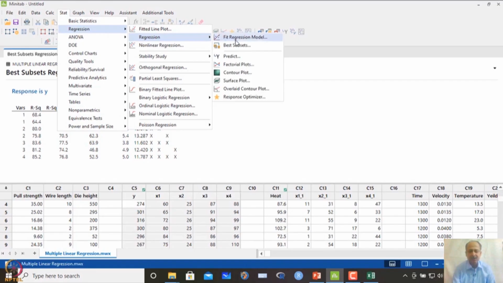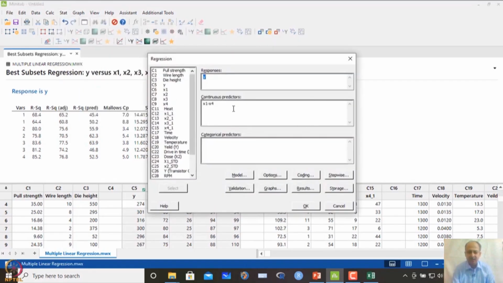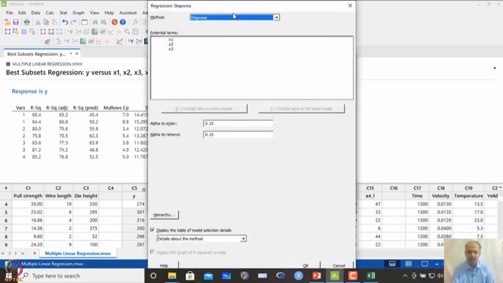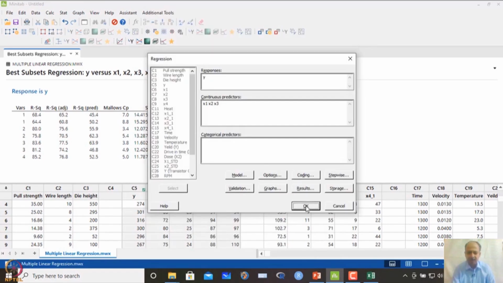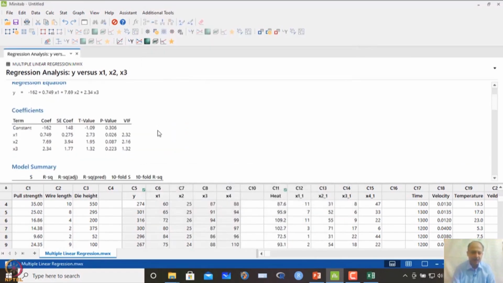So, if I go to 3 variables over here, fit 3 variables. So, let us incorporate x1, x2 and x3. The stepwise says x1 and x2 only. So, we will remove stepwise over here and try to see what the model gives. If you click OK over here, it gives a 3 variable model.